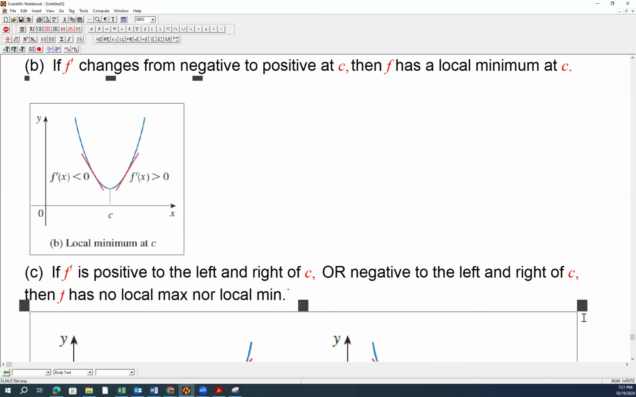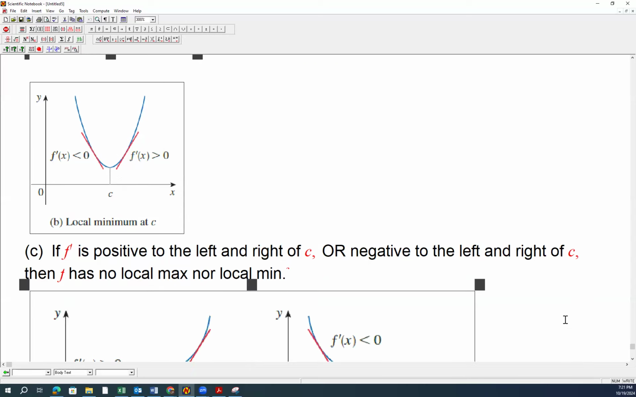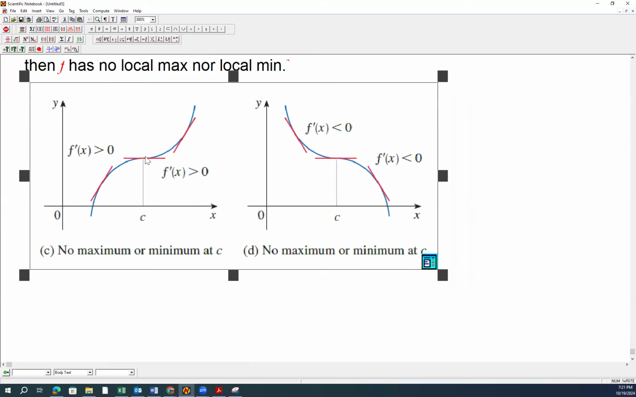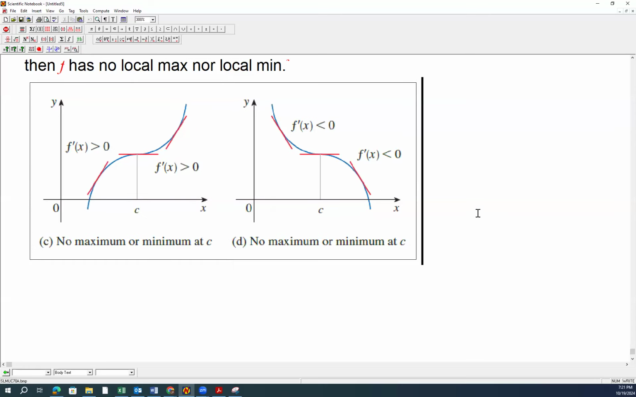So this is the statement. The two cases here, you're going to see that in the neighborhood of C, C is still a critical number. You can see the tangent line is flat, right? The derivative is 0. But it's increasing here, it's still increasing after. That's not a maximum nor minimum. We mean local maximum nor local minimum. Or decreasing and then still decreasing. So negative, negative. So in the third case, there's no local max, local min.